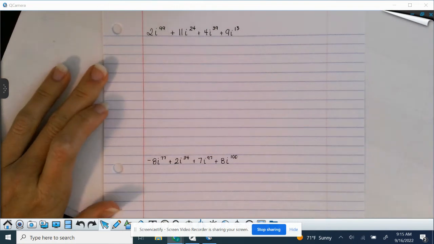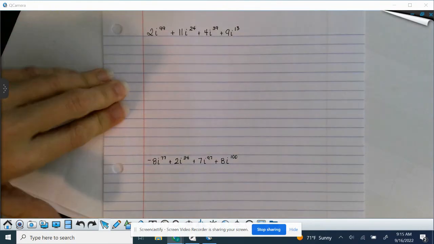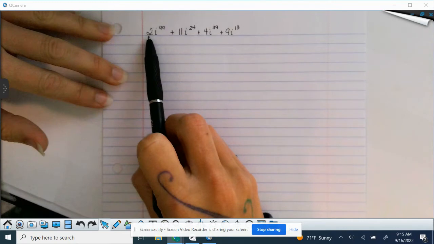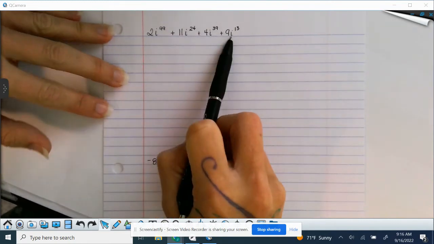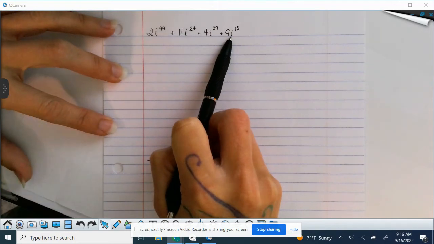Okay, guys, so Delta Math powers of i. Here's a couple example problems in case you're getting lost with those. The biggest thing, from the questions I received, is making sure you realize that 2, 11, 4, and 9 are not something you're going to deal with off the bat. You're going to leave those be and then come back to them.